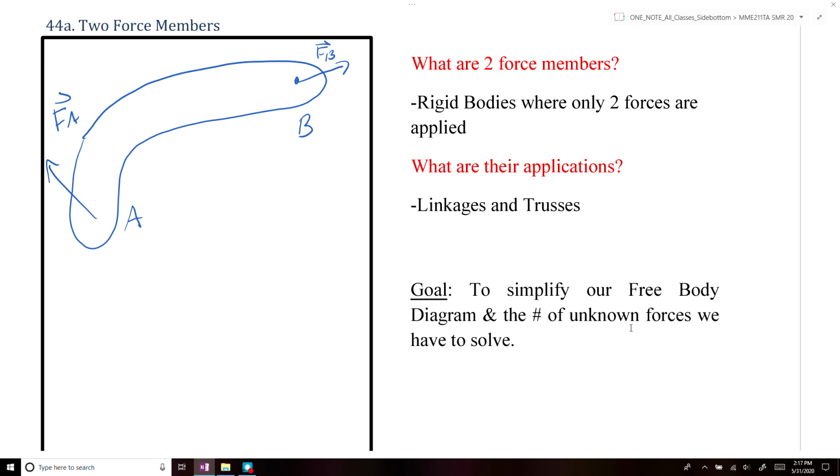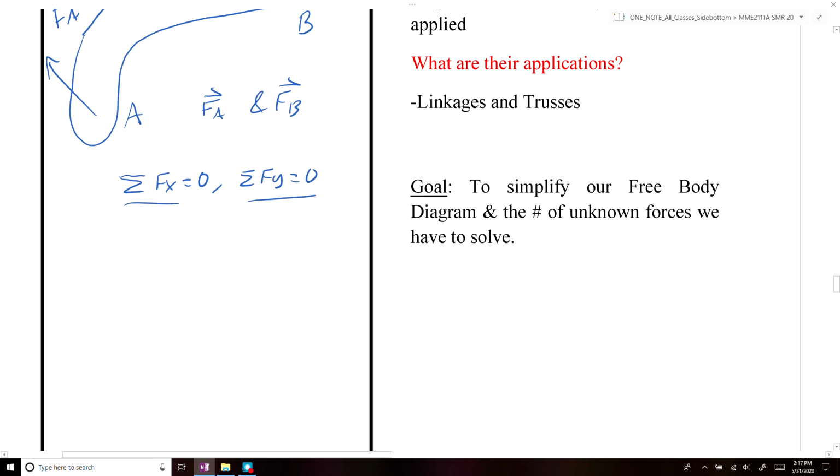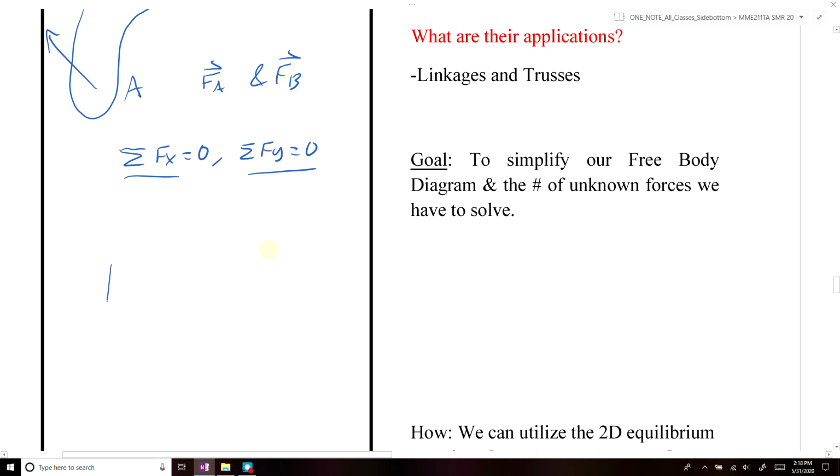The first thing here is that the magnitude and direction of forces A and B are unknown. If we apply that the sum of the forces along the x direction has to be equal to 0, and the sum of the forces along the y direction has to be equal to 0, we can come up with these two simplifications. We can say that force A and force B have to be going in opposite directions, and they have to be going parallel with one another.